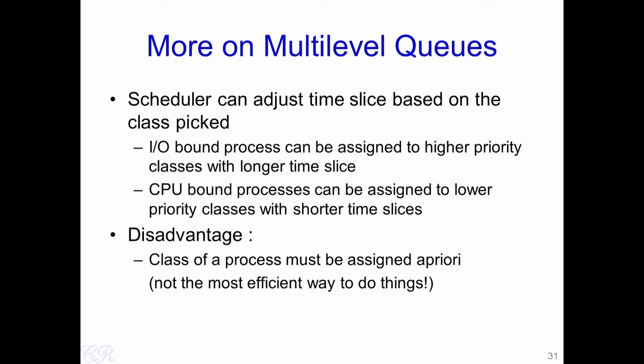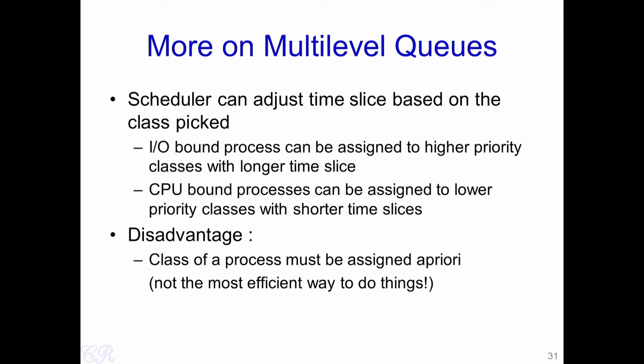Now, this is not an easy thing to do. First, it is very difficult to identify whether a process is indeed an IO bound process or a CPU bound process. Second, a single process may act like an IO bound process at one time, but at another time it can act like a CPU bound process.